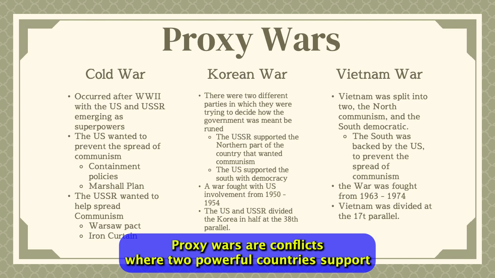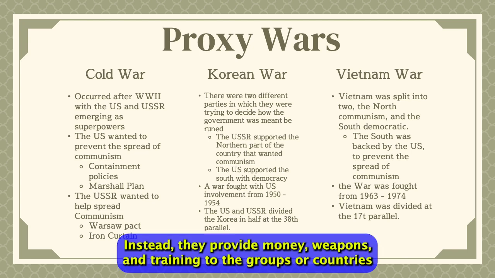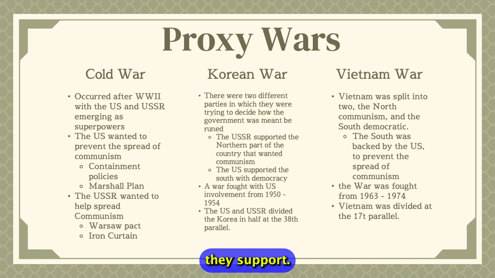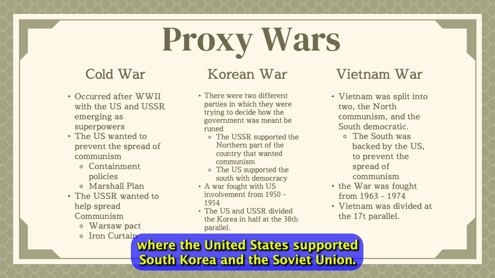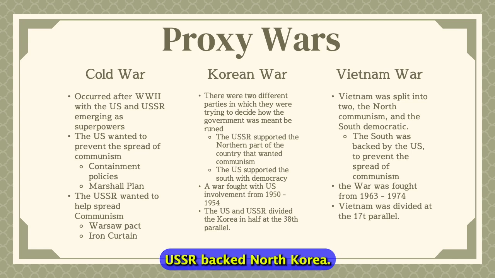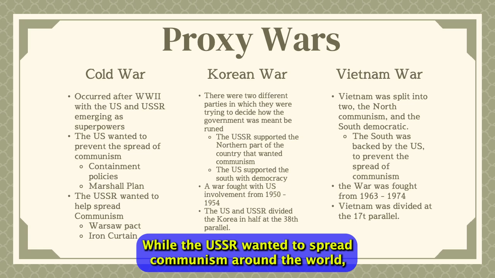Proxy wars are conflicts where two powerful countries support different sides in a war, but they don't directly fight each other. Instead, they provide money, weapons, and training to the groups or countries they support. One of the most famous proxy wars happened in Korea, where the United States supported South Korea, and the Soviet Union, USSR, backed North Korea. The US wanted to stop the spread of communism, a political system where the government controls everything, while the USSR wanted to spread communism around the world.